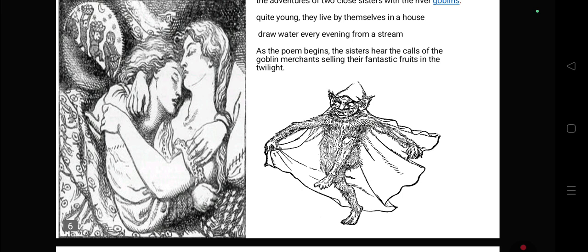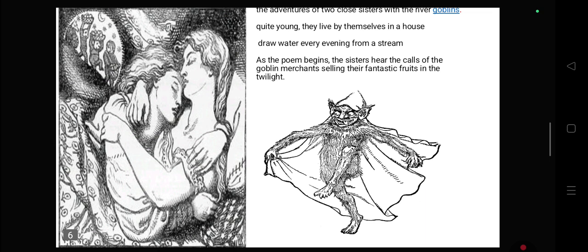As you may see, on the left side we have a picture of two sisters lying together in the bed, and on the right side we have a creature, Goblin. By seeing him you may understand the dangerousness of this creature that is very much visible here on the screen.